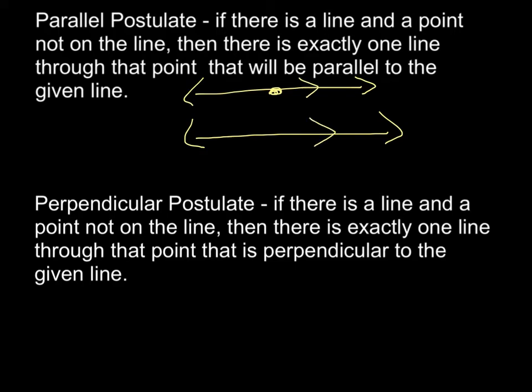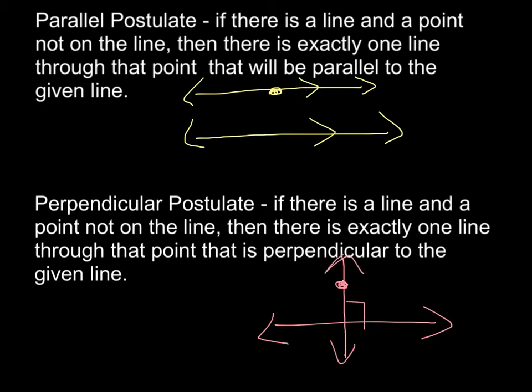Perpendicular postulate, it's the same thing. If you have a line and you have a point that's not on that line, then there's going to be exactly one line that goes through that point that will be perpendicular to the original line.